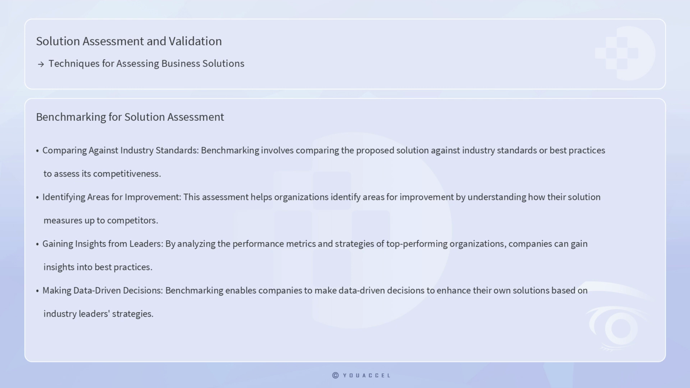For instance, a company considering the implementation of a new marketing strategy might benchmark its approach against industry leaders to evaluate its effectiveness. By analyzing the performance metrics and strategies of top-performing organizations, the company can gain insights into best practices and make data-driven decisions to enhance its own solution.